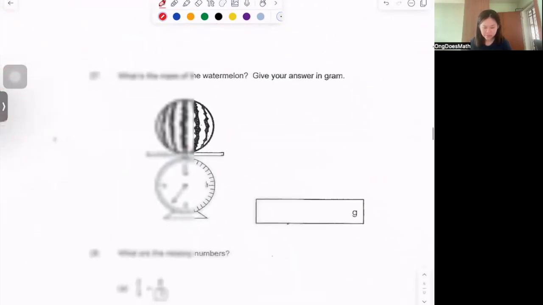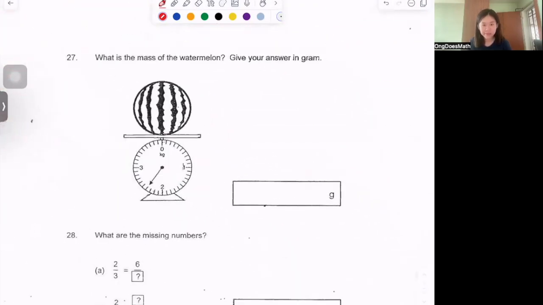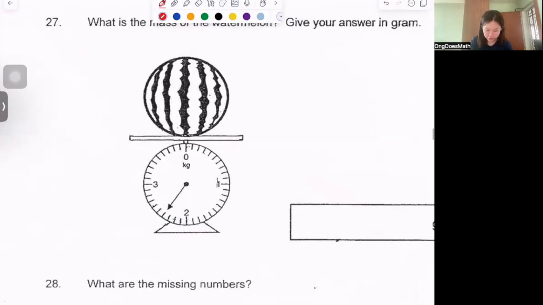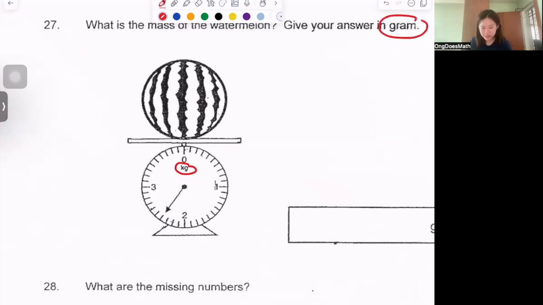Next, what is the mass of the watermelon? Give your answer in gram. Okay, so this is in kg. That's something you have to take note. And the question wants it in grams. So just keep it in the back of your mind. So let's count the number of gaps from 0 all the way to 1.